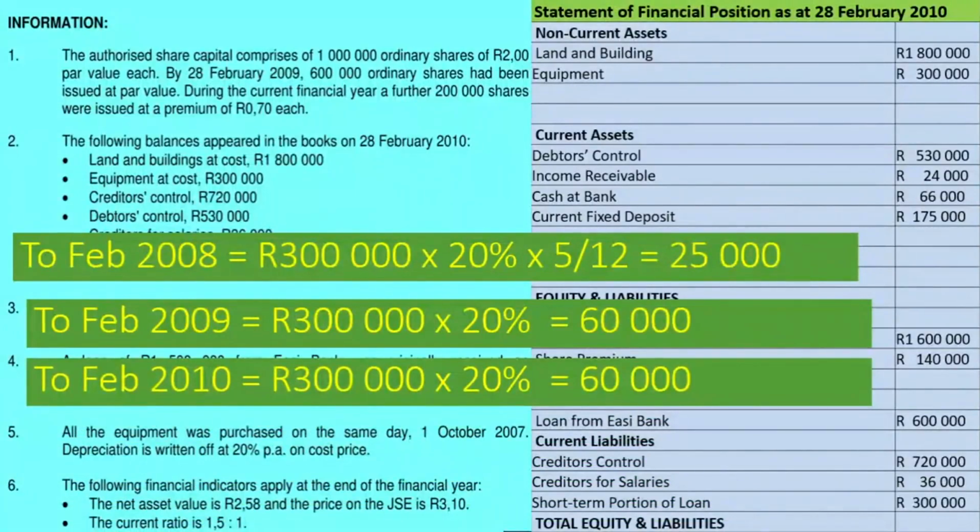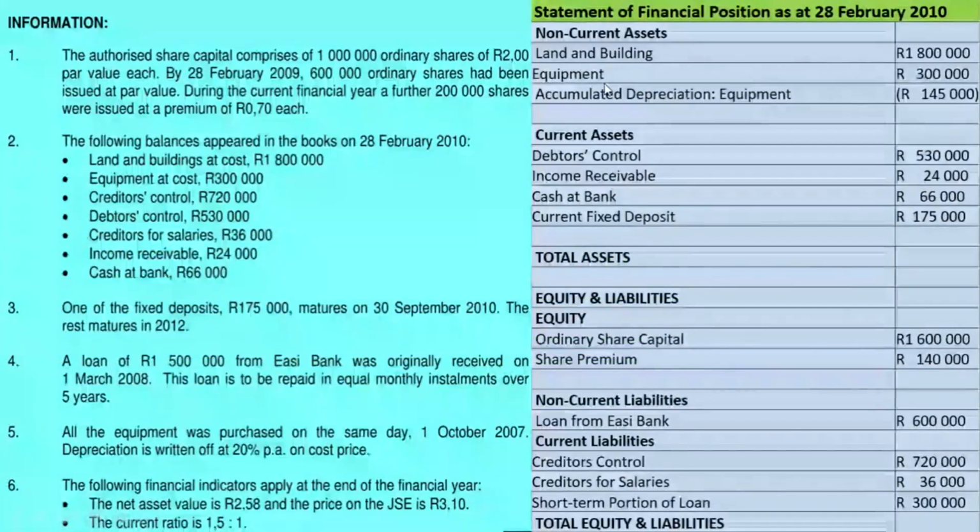Remember, accumulated depreciation is all the depreciation related to a specific asset, that is equipment. So we take 60,000 plus 60,000 plus 25,000. It gives us a total of 145,000 rand. So we'll put it under equipment as accumulated depreciation on equipment, and then we put 145,000 rand in brackets. So we've just completed number 5.